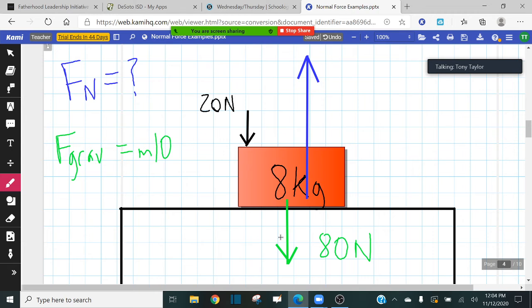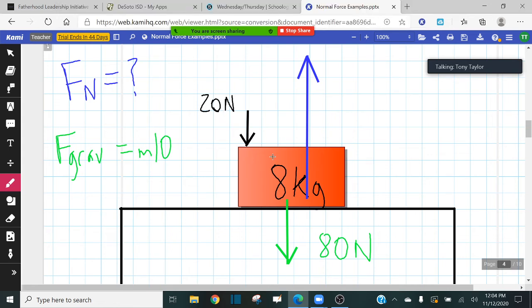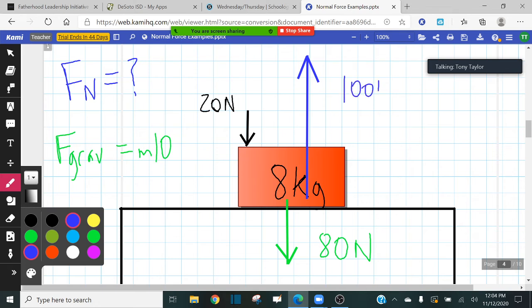So, guys, remember what I said. If the box is not moving, our forces must be in balance. So all of our up forces should balance all of our down forces. So, guys, what has to be the magnitude of this force here in order to balance these two forces? Yep. So in this case, it would be positive 100 newtons. So hopefully that makes sense to you guys.